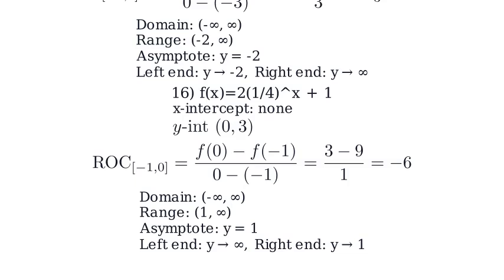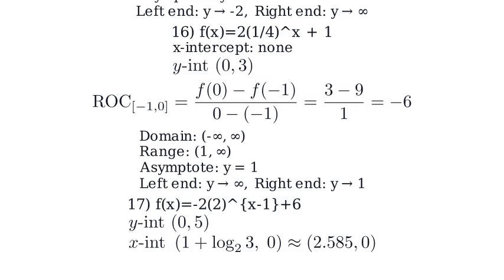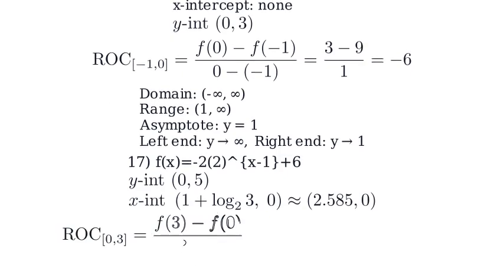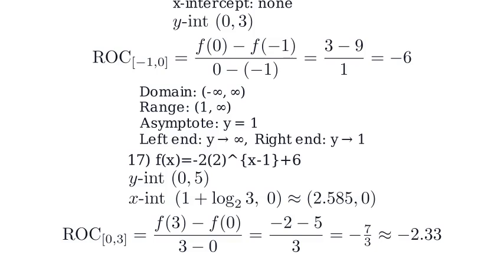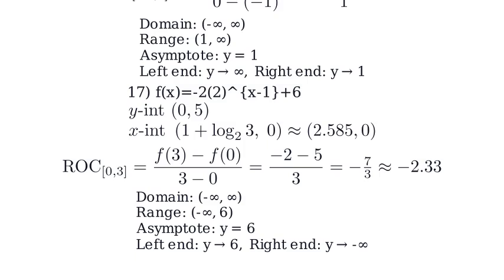Problem 17. F of x equals negative 2 times 2 to the x minus 1 plus 6. The y-intercept is 5. The x-intercept solves 2 to the x minus 1 equals 3. So x equals 1 plus log base 2 of 3. The average rate of change on 0 to 3 equals negative 7 over 3. Domain all real numbers. Range less than 6. Asymptote y equals 6. Left end approaches 6. Right end goes to negative infinity.